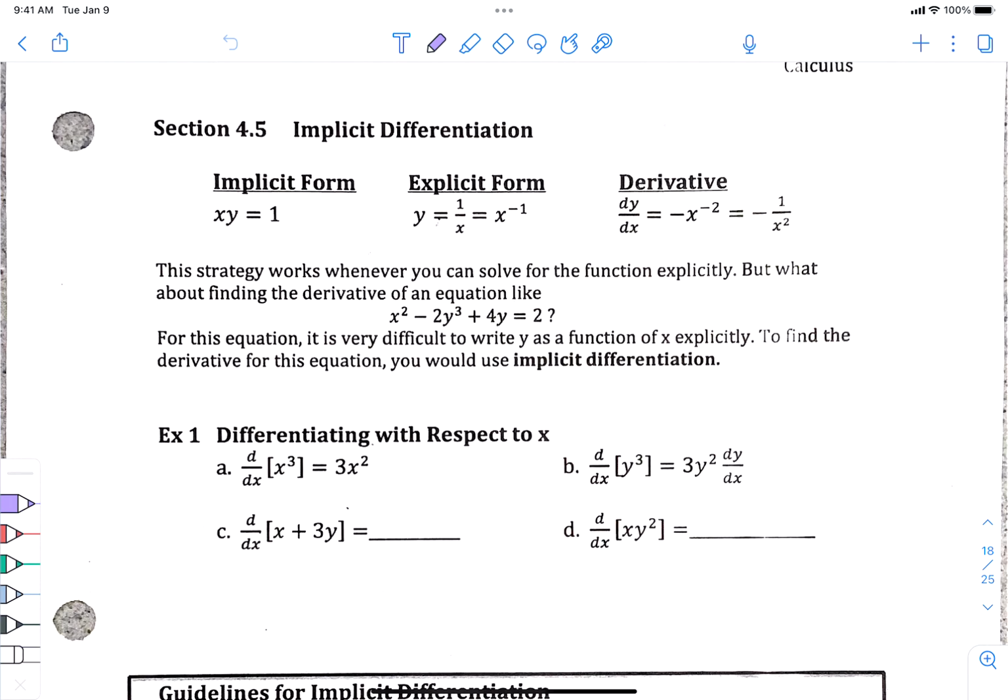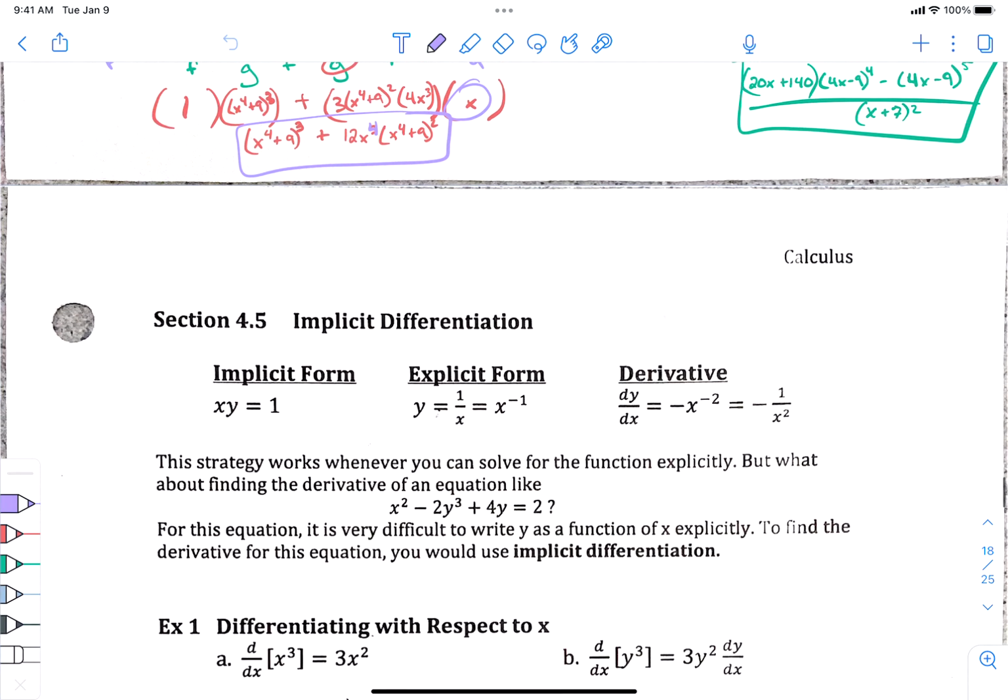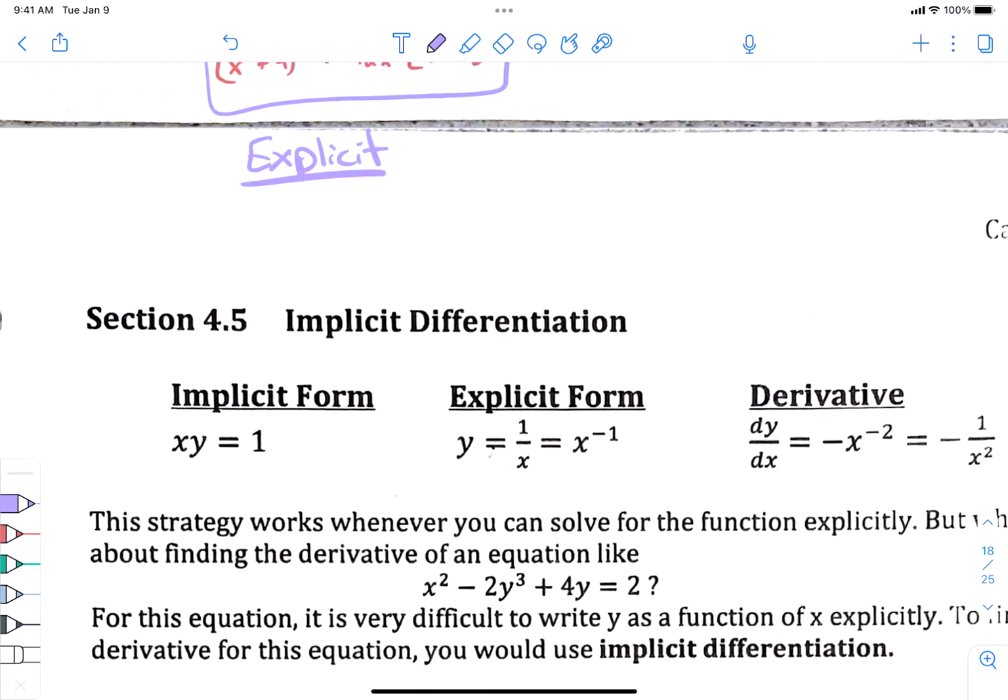This is 4-5. There are two sections left, 4-5 and 4-6. 4-5 is implicit differentiation, and we've been doing explicit the whole time. The four rules that we have been doing are explicit differentiation, which I'm going to write up here at the top. Explicit, there are four rules to doing it.